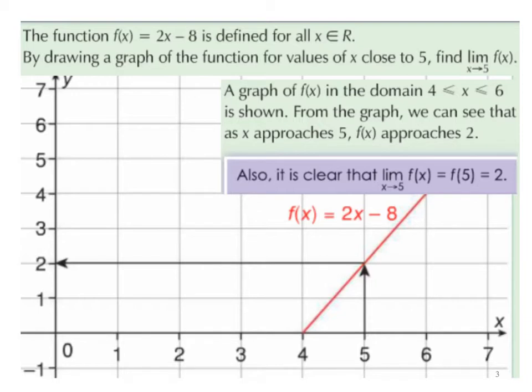So for example, if you had an x value of 4.99999, we can see that that is very, very close to 2. It would be about 1.999. And if we had an x value of just above 5, let's say 5.01, you would have a y value of just over 2, maybe 2.01.